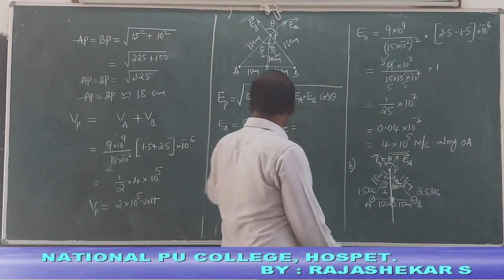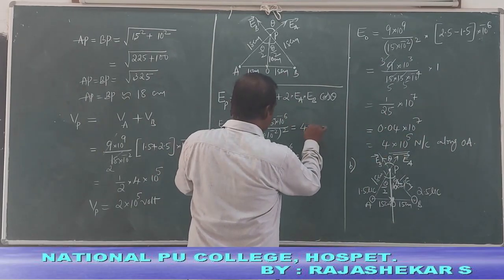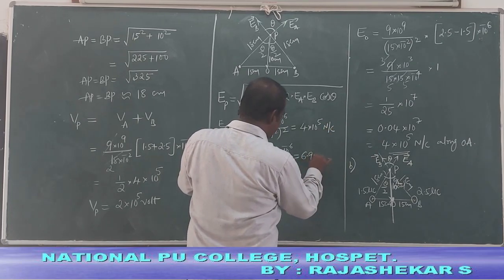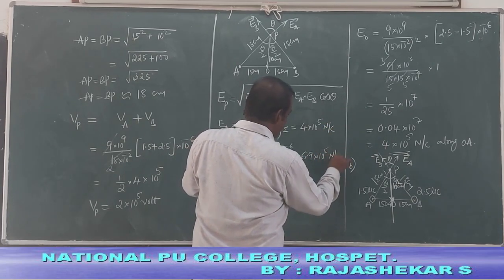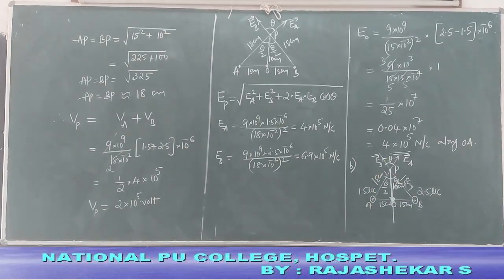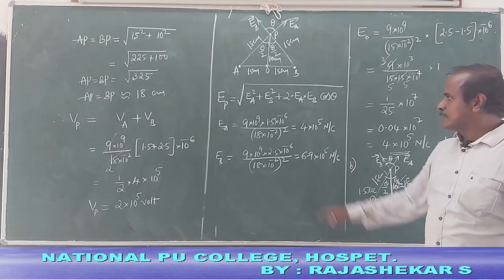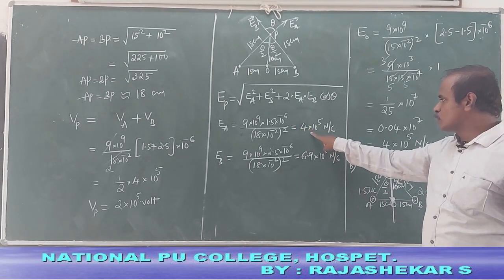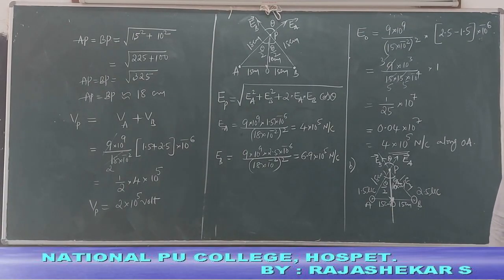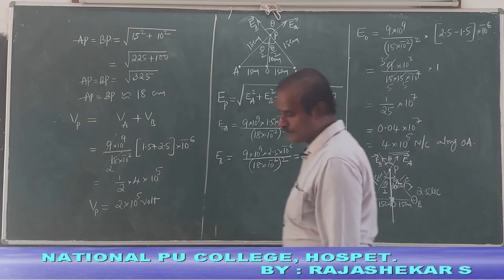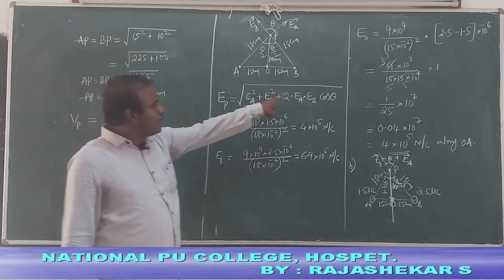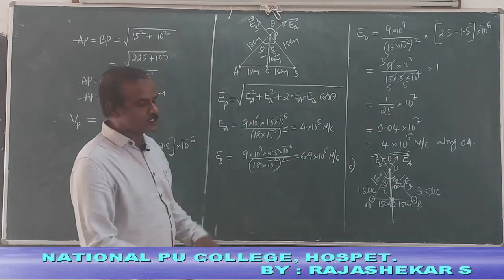Well students, if you simplify this, you will get 4 into 10 to the power 5 Newton per Coulomb. This comes out to be nearly 6.9 into 10 to the power 5 Newton per Coulomb. You can check this result, the simplification, it comes out to be nearly of this order. You have to substitute these values here, and very important is cos theta. How to find cos theta?